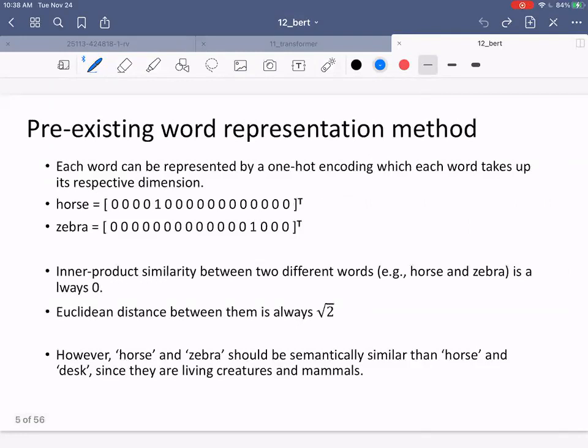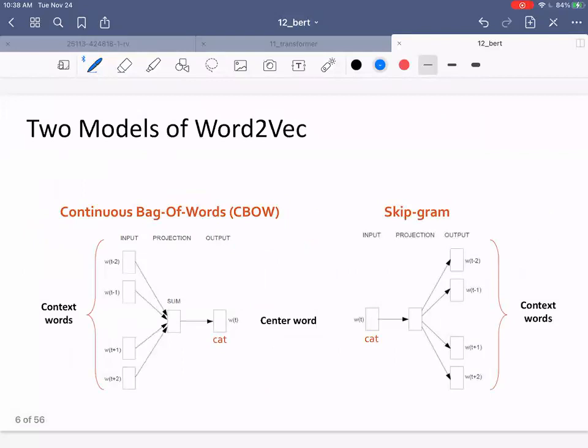So clearly this is not a good word embedding, because horse and zebra are similar things. But if you always use one-hot representation, then the distance between any given two words is going to be square root of 2, unless it's the same word. So it's not a good idea, basically. So we talked about word2vec, which is based on the assumption that the definition of a word is determined by its neighbors.